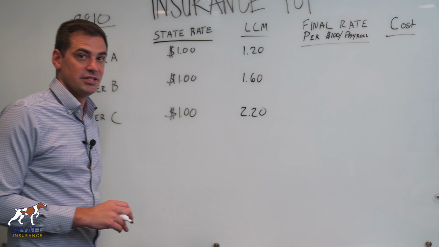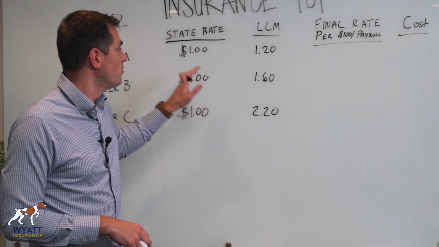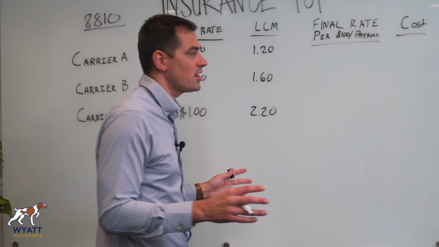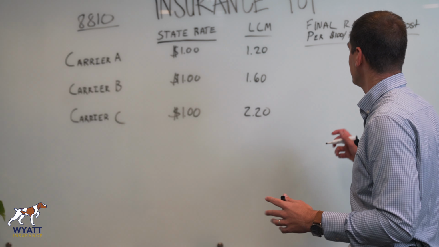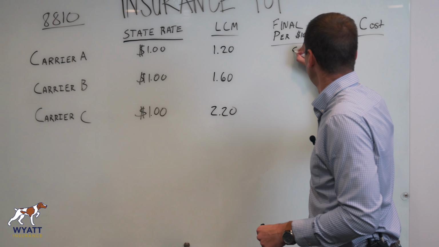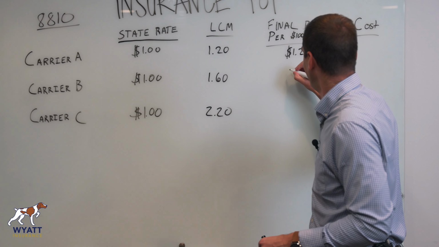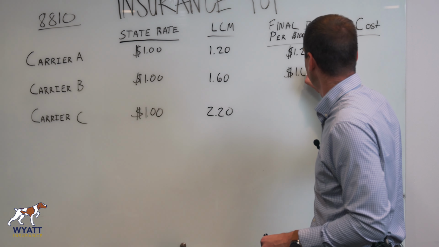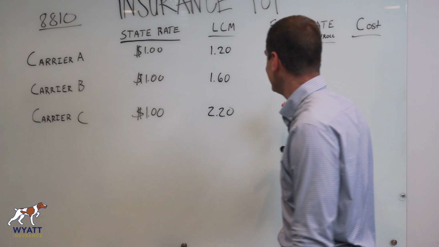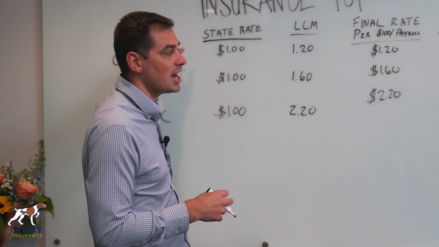2.2 LCM. All right, so we've got our state rate, we've got our LCM, and you multiply these to determine your final rate per $100 of payroll. So easy math, right? We're just in 101 class, so nothing complicated. So the final rate per $100 payroll for carrier A is $1.20. Right here, $1.60. And then carrier C, you've got $2.20. So obviously, it's a pretty big difference between these three carriers, all for somebody doing the same job.